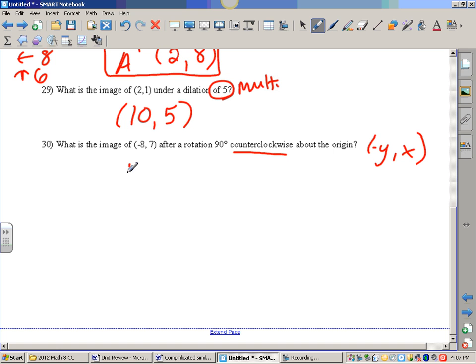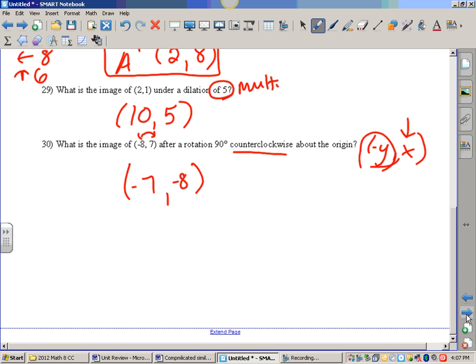Very simple. I have a tendency to switch my X and Y first. That's what I do. So negative 8 is in the back, 7 is in the front. My rule says change the sign on the front number, but leave the second number alone. So that's now negative 7, negative 8. If you know your rules, it's pretty simple.